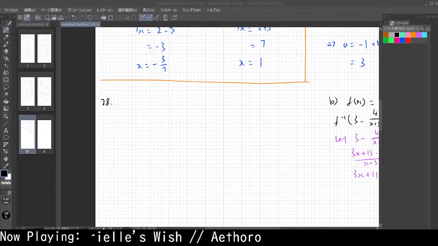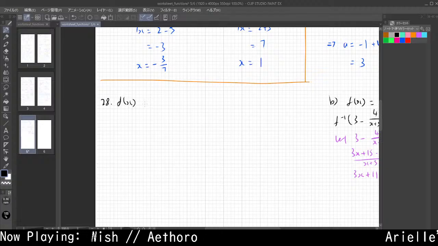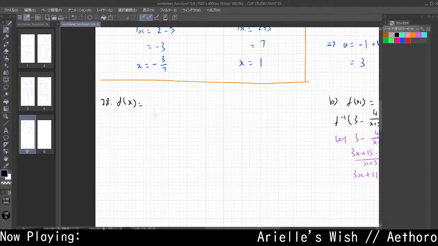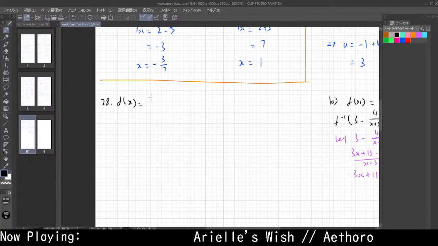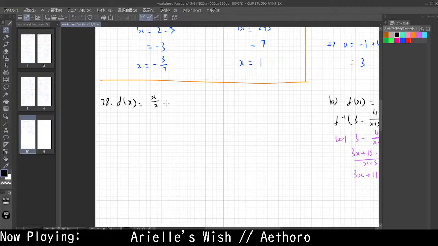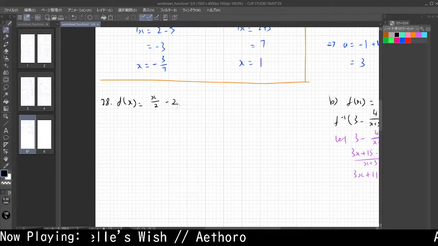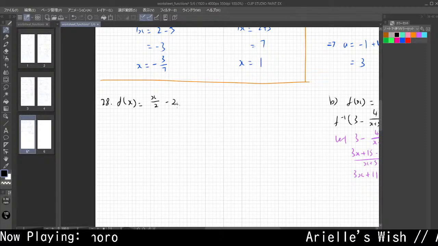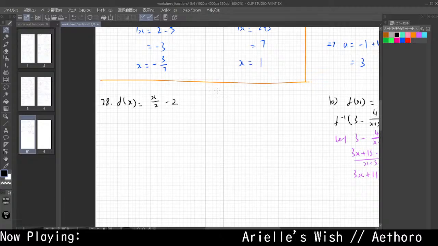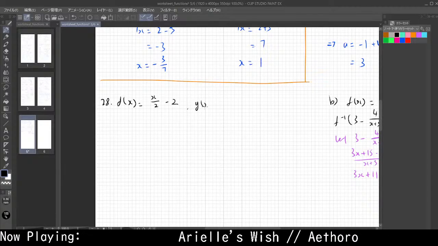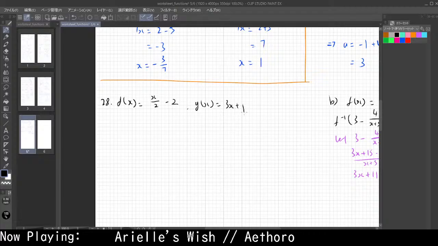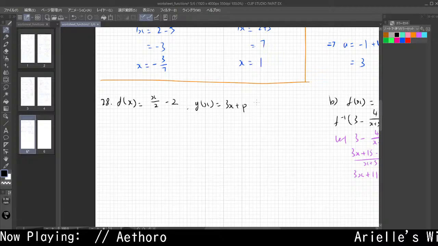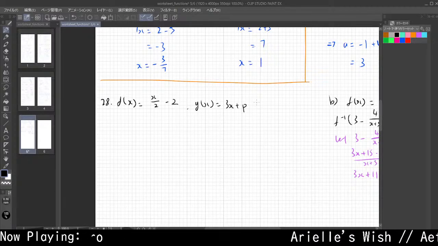Given a function f(x) = x over 2 minus 2, and g(x) = 3x + p. Okay, p is a constant. This means that it doesn't change. That's all. Then find the following values.